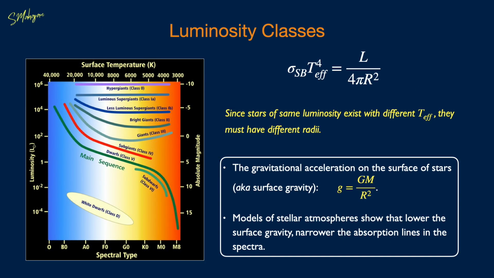This result can also be understood using the concept of surface gravity, defined as the gravitational acceleration on the surface of a star, given by the relation g is equal to GM by r squared. This means that the surface gravity is inversely proportional to the size of star. But from the models of stellar atmosphere, we know that lower is the surface gravity, narrower are the absorption lines produced in the spectra. Today, we know that the luminosity classes reflect the mass and evolutionary state of a star.